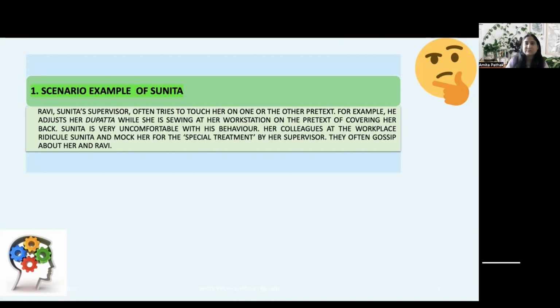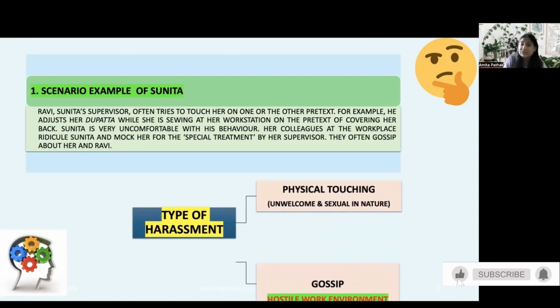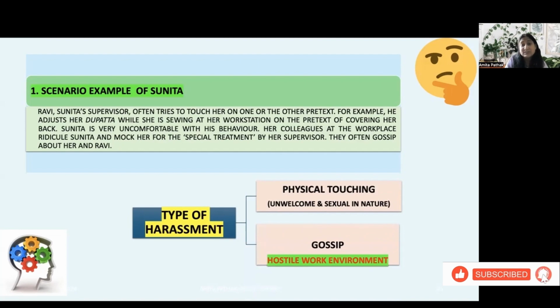What do you think? The first thing is Ravi is trying to touch her on one pretext or another. Okay, one thing is that it is physical, he adjusts her dupatta, touching her. And Sunita is getting very uncomfortable. So this is unwelcome behavior. And her colleagues make fun of her by saying that Sunita is getting special treatment from her supervisor. So let us analyze the type of harassment. Physical touching, because it is unwelcome and sexual in nature. Gossip, a hostile work environment. So dear friends, this is the type of harassment in this scenario.